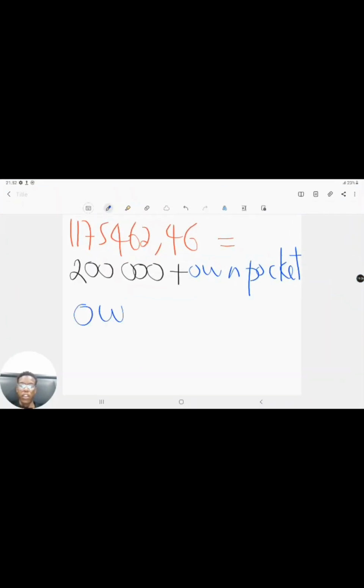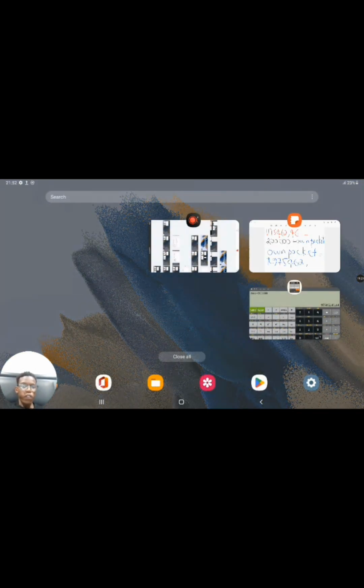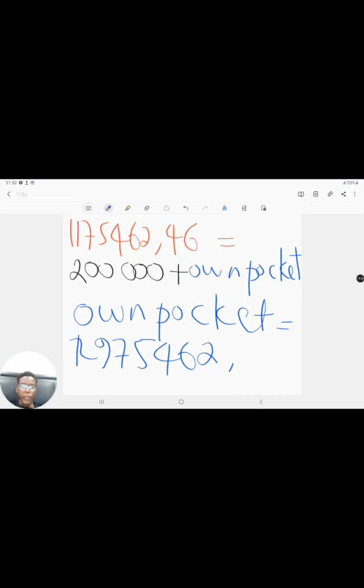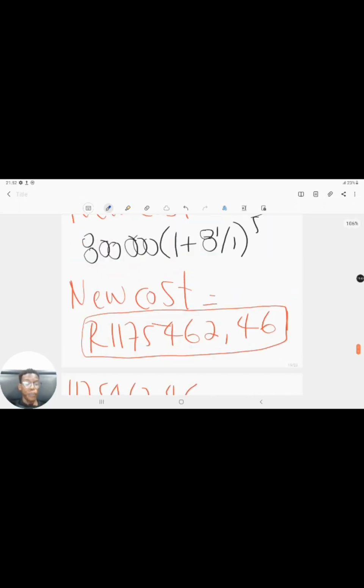So from his own pocket, he has 975,462.46. Okay, so this is 975,462 rands and 46 cents. This is how much he will need to contribute from his own pocket. He has to find this money from somewhere, right? And that is the answer to this first question, to 7.2.1. Okay, that's all you have to do.